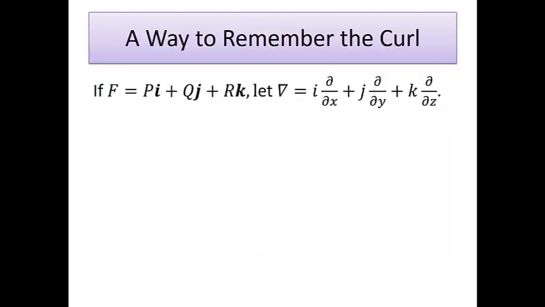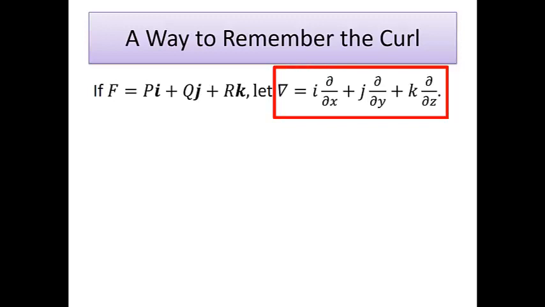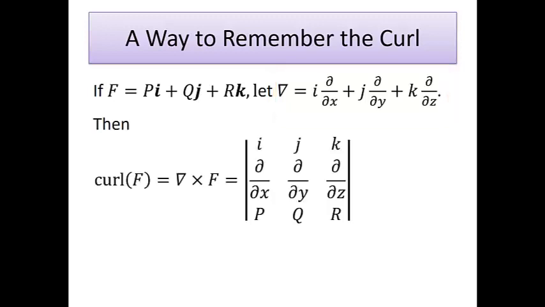But there's a trick. So here is a way to help us remember this formula for the curl. So we've still got our vector in R3 for F, our P, Q, R. And we're going to define something called the gradient vector, denoted by this upside down triangle, our gradient. And it's an operator whose components are our partial derivatives. So the i component is the partial derivative with respect to x, the j component is the partial derivative with respect to y, and the k component is the partial derivative with respect to z.